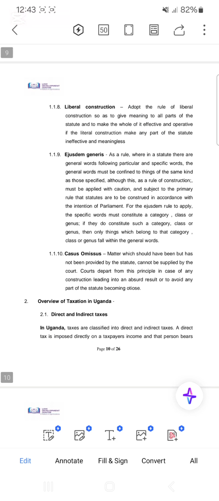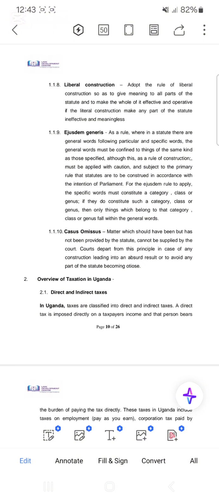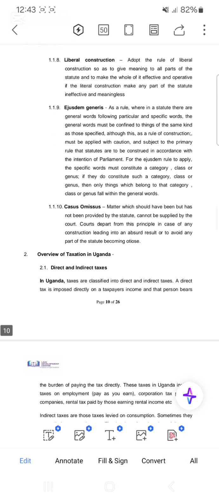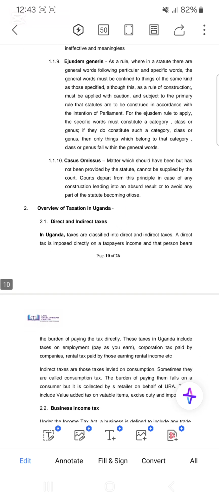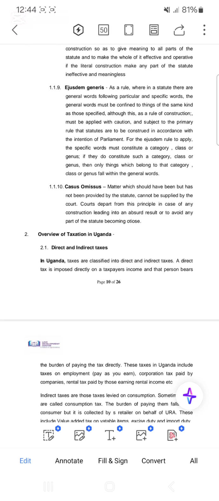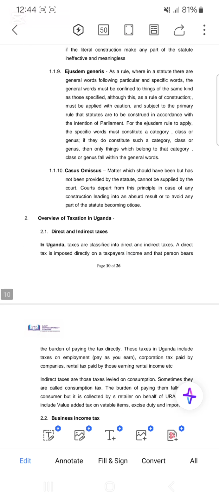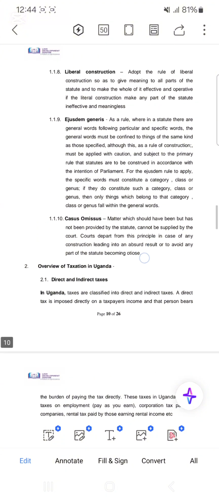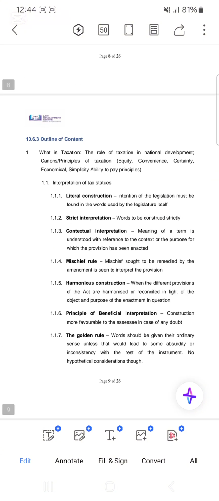Then liberal construction: adopt the rule of liberal construction so as to give meaning to all parts of the statute, so that no one part affects the other. Ejusdem generis: as a rule, where in a statute there are general words following particular and specific words, the general words must be confined to things of the same kind as those specified, although this rule of construction must be applied with caution. And then casus omissus: a matter which should have been but has not been provided by the statute cannot be supplied by the court. So basically, those are the rules of interpretation of the tax system.